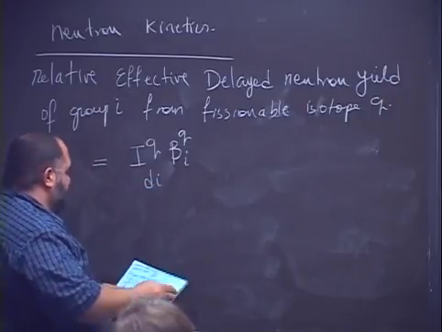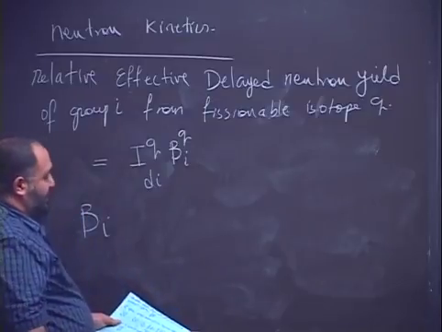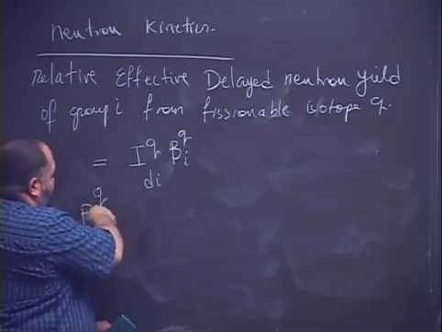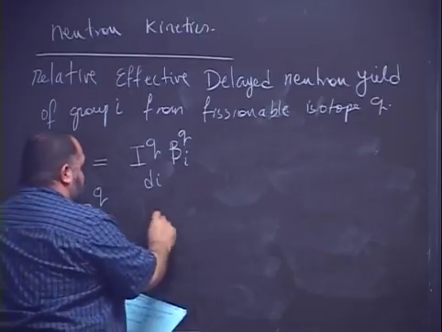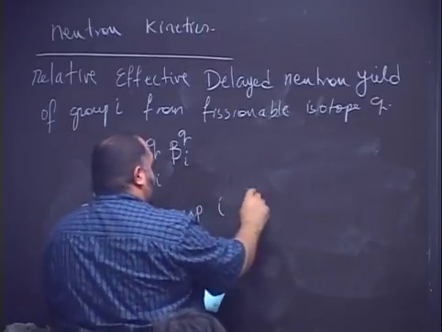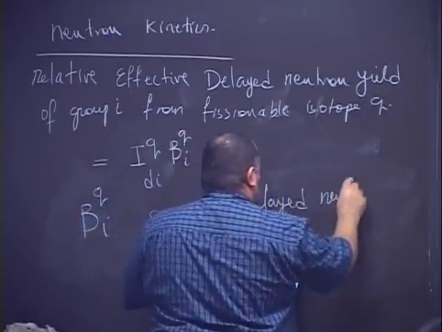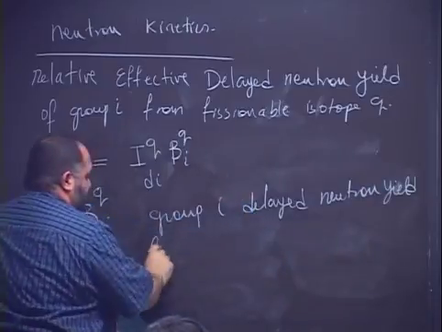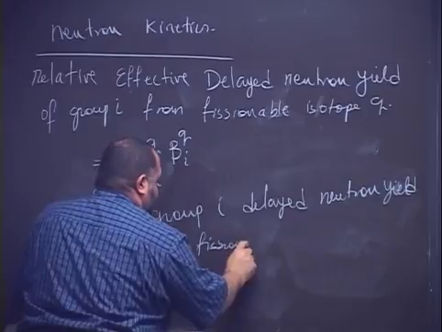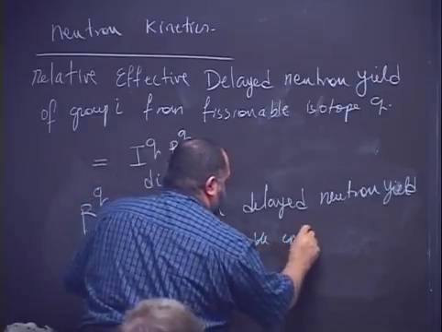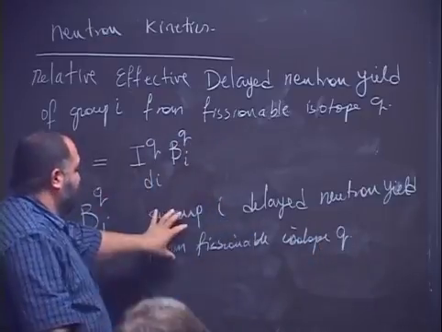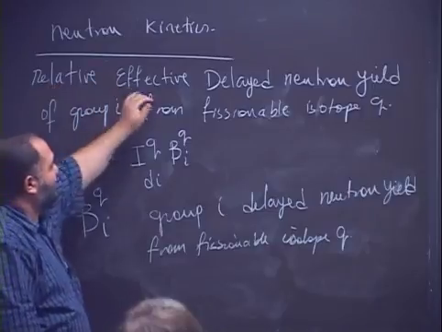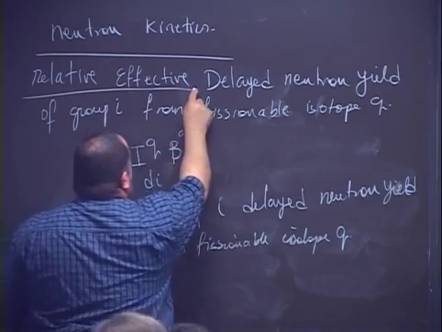So beta_i, which is the delayed neutron fraction in the group i, came from or was produced from a fission of isotope Q. So this is the group i delayed neutron yield from fissionable isotope Q. This is just the group i delayed neutron yield from the fissionable isotope Q. When you multiply it by the importance, it will give you the relative effective delayed neutron yield. So this is the relative effective delayed neutron yield.